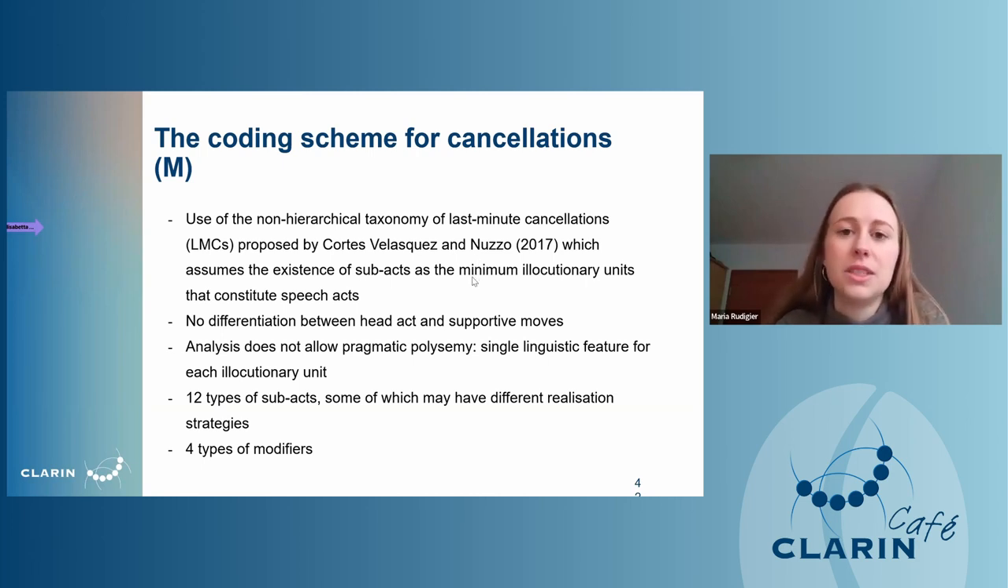This coding scheme assumes the existence of subacts as the minimum elocutionary units that constitute speech acts. And as we already heard, major characteristics of this approach are that it does not differentiate between head act and supportive moves, and that it only focuses on what is explicitly expressed. Also, each language unit has to be assigned to only one pragmalinguistic function. And like in the coding scheme for the requests, the taxonomy is based on the distinction between subacts and modifiers. 12 types of subacts, some of which may have different realization strategies, and 4 types of modifiers were identified for the annotation of the cancellations.